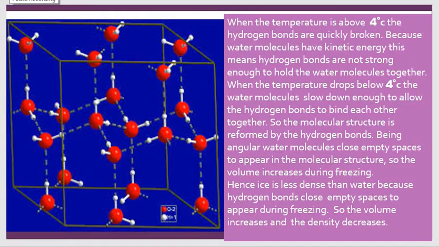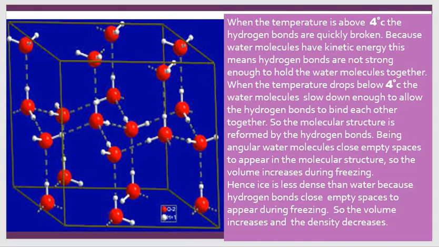Let's learn about the structure of ice molecule. When the temperature is above 4 degrees Celsius, the hydrogen bonds are quickly broken because water molecules have kinetic energy. This means hydrogen bonds are not strong enough to hold the water molecules together. When the temperature drops below 4 degrees Celsius, the water molecules slow down enough to allow the hydrogen bonds to bind each other together. So, the molecular structure is reformed by the hydrogen bonds.